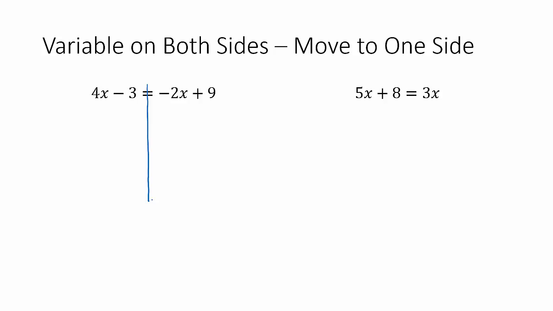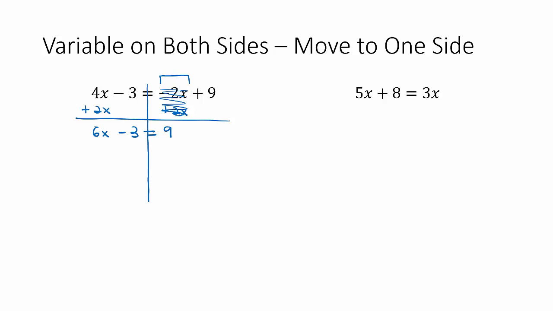So let's say we want to move in this one everything to the left. We've got this extra negative 2x on the right. She doesn't belong there, so the way we get rid of her negative 2x is we're going to add 2x, always doing the opposite, and always doing the same thing to both sides. Because 2x and negative 2x is 0, and now we have 4 plus 2 is 6x's minus 3 equals 9 is all that's left on the other side.